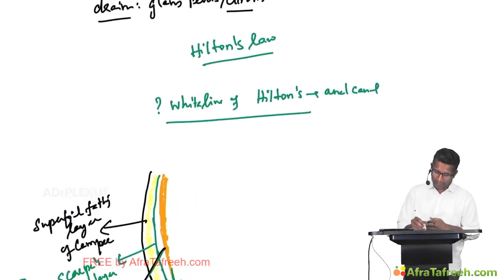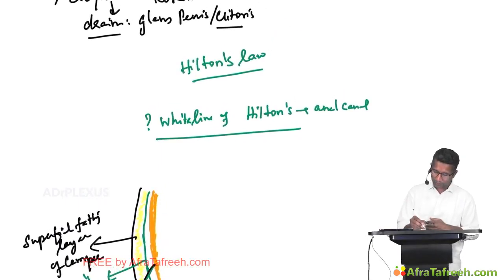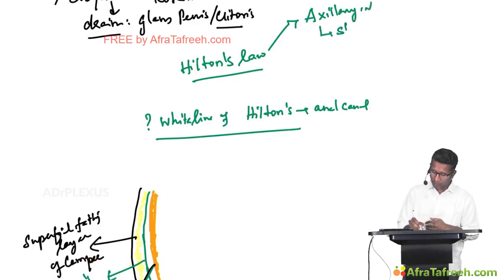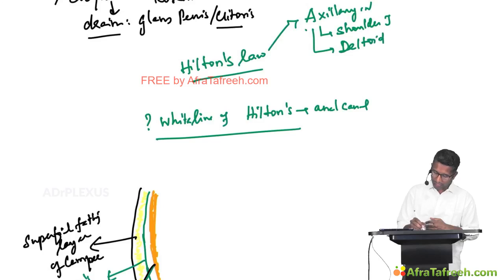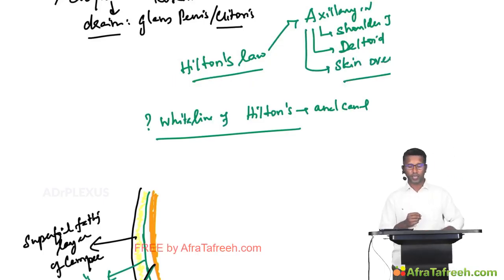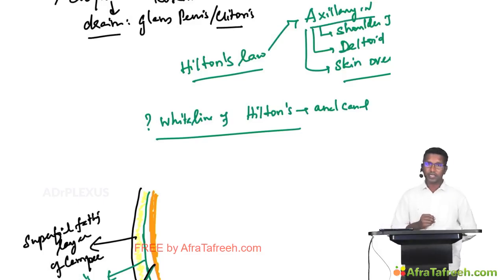I will give a classical example for Hilton's law. One such example is the axillary nerve. The axillary nerve supplies the shoulder joint. It supplies the deltoid muscle, which acts on the shoulder joint. It also supplies the skin over the deltoid region. Okay, guys, so the axillary nerve is one nerve which obeys Hilton's law.